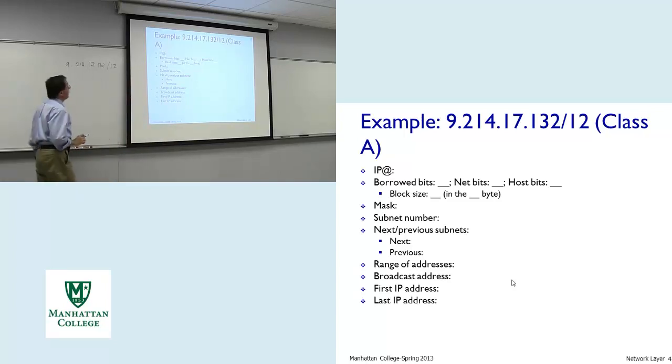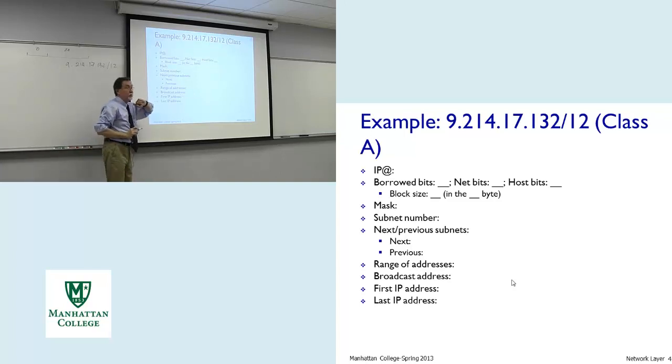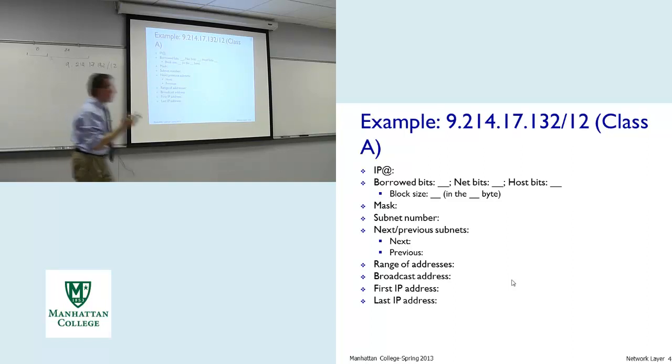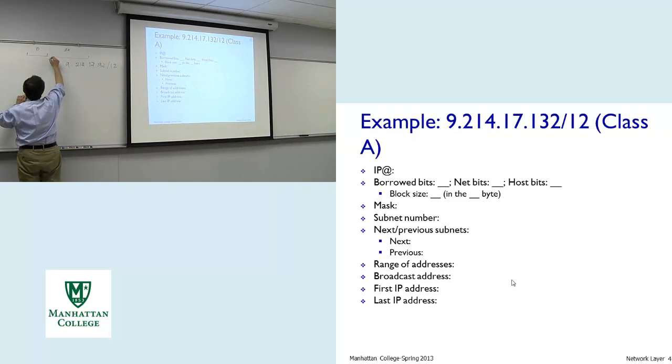Okay. So how many bits? So class A is what? Class A has 8 bits of network and 24 bits of host. And this has 12 bits of network, which means we have borrowed four. Eight plus four is 12. So we have borrowed four from here.